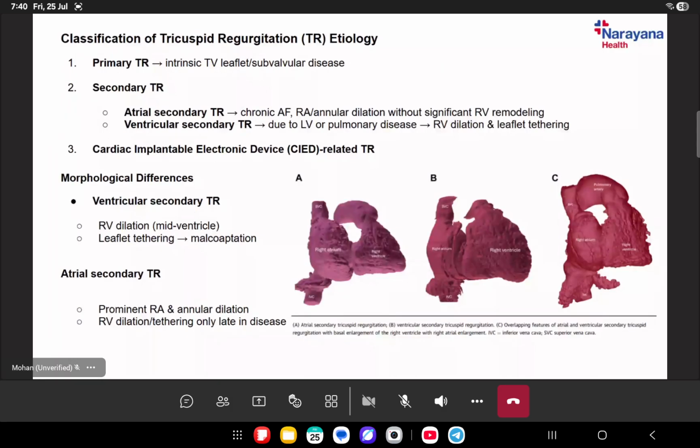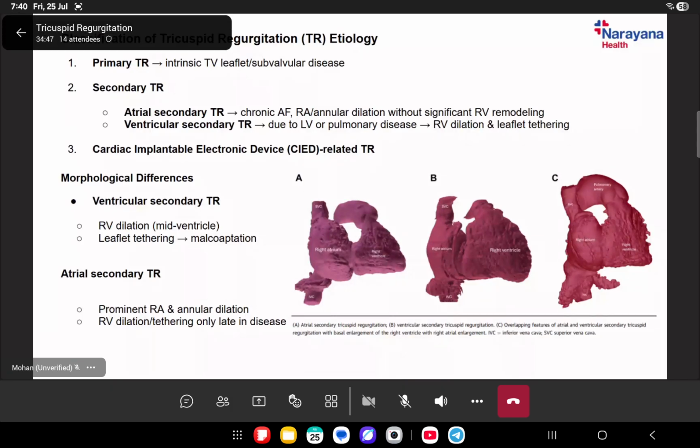Classification of tricuspid regurgitation according to the etiology. So this is etiological classification, which we most of the times call TR as secondary TR. Apart from that, there is primary TR, which means intrinsic tricuspid valve leaflet or subvalvular disease is there. And then secondary TR: atrial secondary TR and ventricular secondary TR. Atrial secondary TR is ASTR, ventricular secondary TR is VSTR.